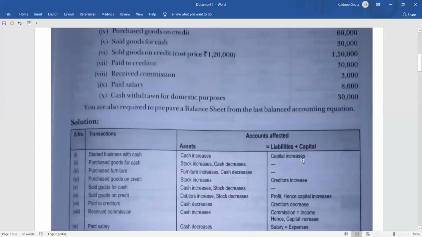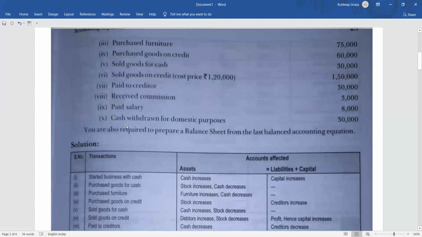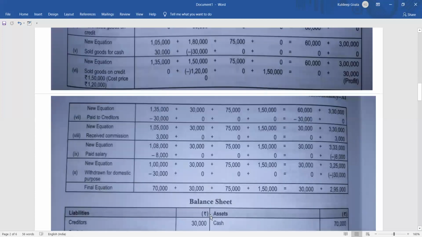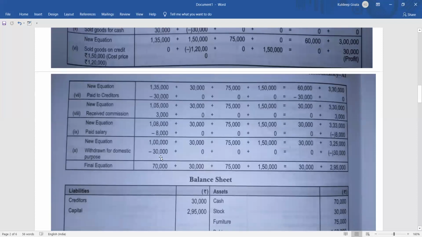Now coming to the next one, it is cash withdrawn for domestic purpose. How much? 30,000. So cash is withdrawing, so the cash will decrease. And what will again decrease? If the owner is withdrawing his money, it is capital that will decrease. So you can see withdrawn cash will be cash decrease and capital will decrease due to the drawings. So it will be like this: withdrawn for domestic purpose, minus from the cash.